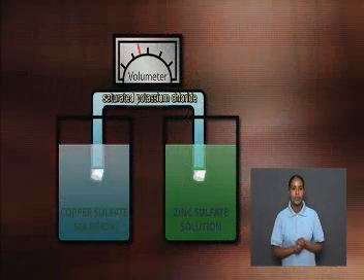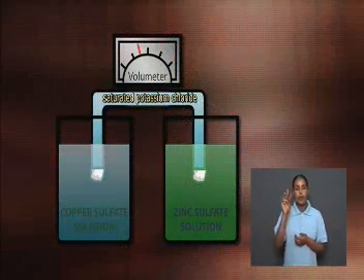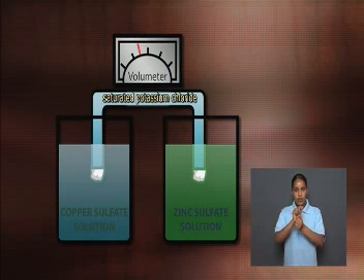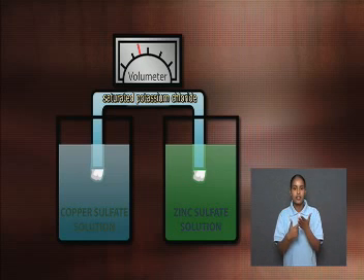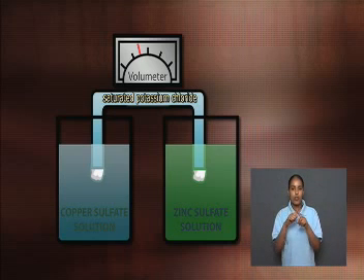The pointer of the voltmeter deflects from the zinc to the copper half cell. This indicates that electrons flow from zinc to copper half cells. Therefore, copper serves as the cathode and zinc serves as the anode.